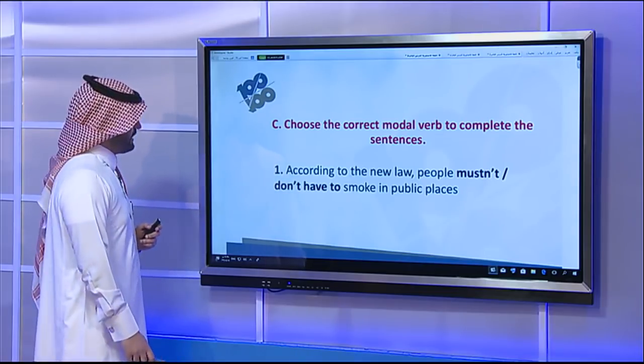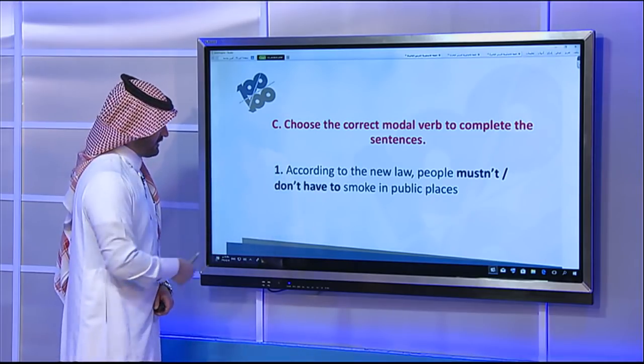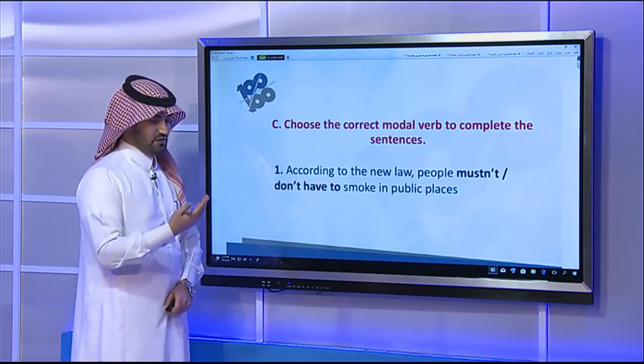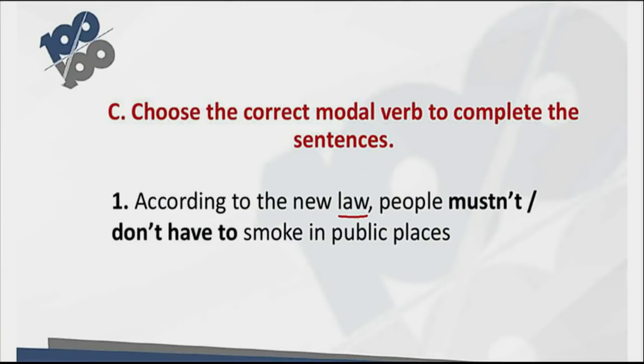Okay. Number one, according to the new law, people must not or mustn't, don't have to smoke in public places. There is a new law made by a government or by a country. When you're talking about law, we should follow the rules. We are not allowed to do something else. So what is the correct option? Is it mustn't or don't have to?